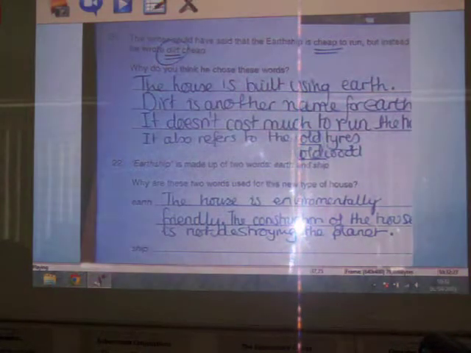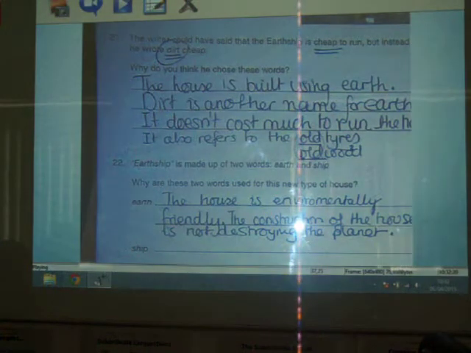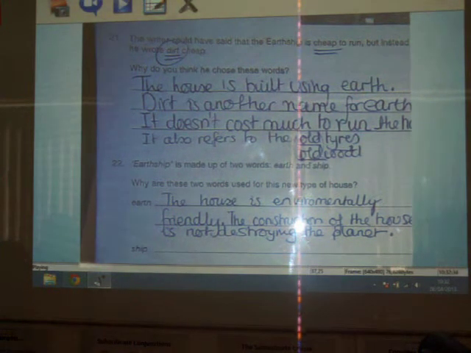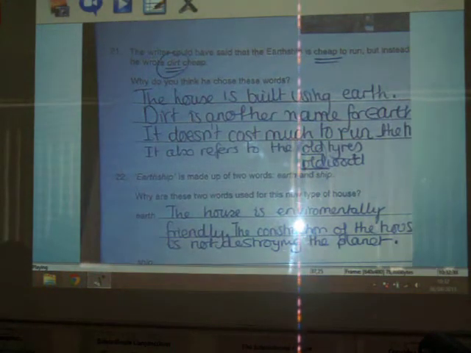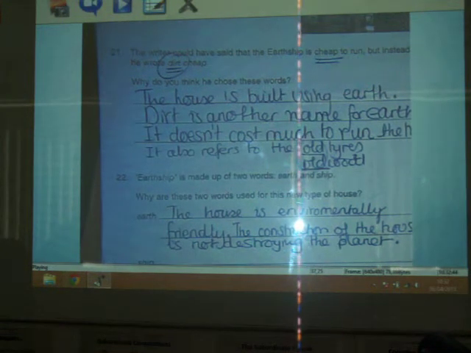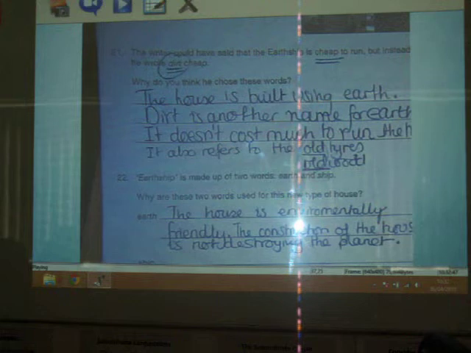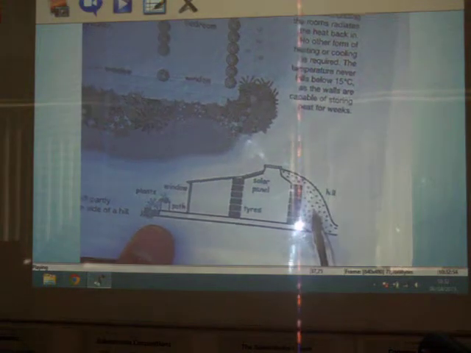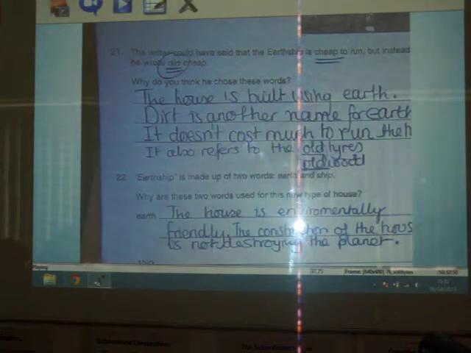Okay. Now where is the house built? If you look at the last page, a plan of a simple earth house. Where is the house built into? Look at the caption on the bottom. The house is actually built into the earth itself, into the hill. So earth house means the house is literally built into the earth, isn't it? That's another interpretation of the word earth.